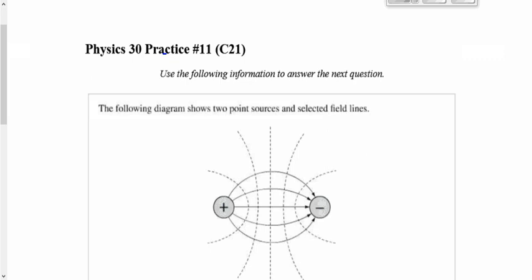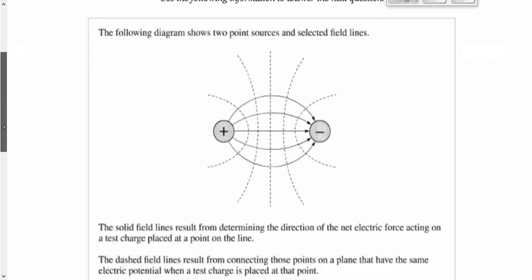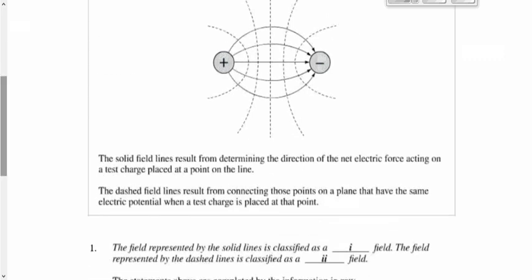Question set number 11 here from yesterday. It says the following diagram shows 2 point sources and selected field lines. And then it talks about the solid field lines result from determining the direction of the net electric force on a test charge placed at a point in the line. So this is a force thing, whereas the force on a test charge placed at a point in the line, that's field, right? That's how we define the electric field, is a region in which there would be a force acting on a particle if there was a particle there.